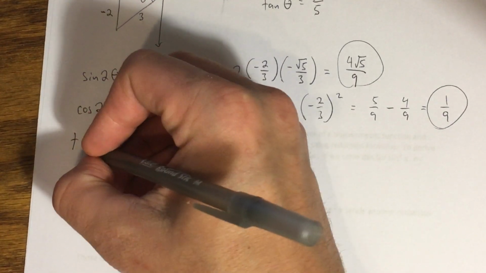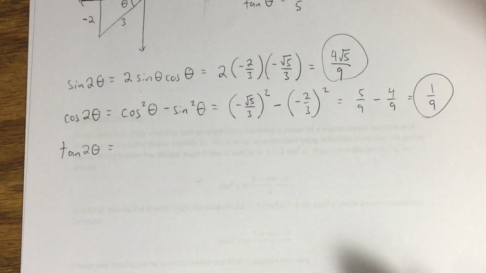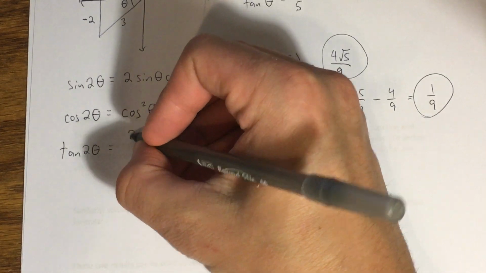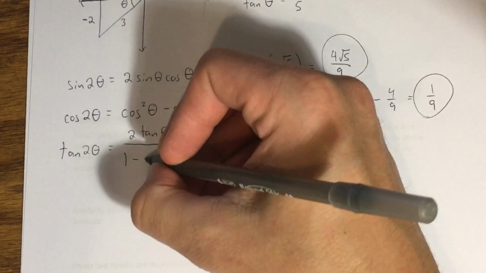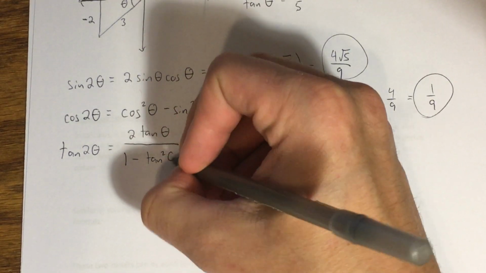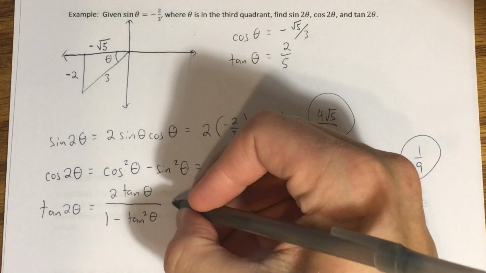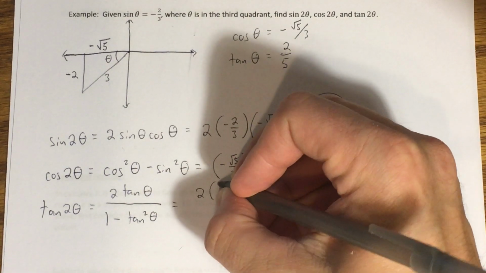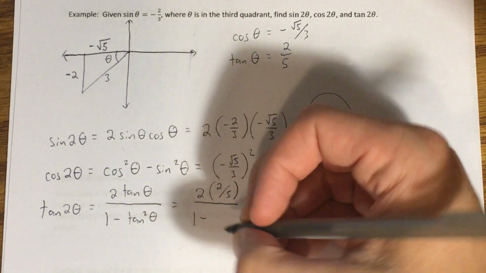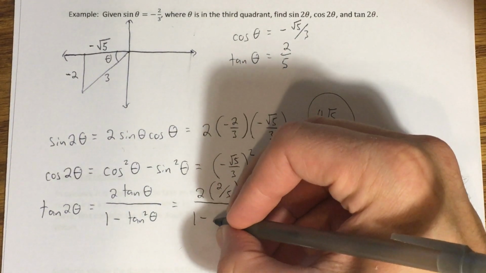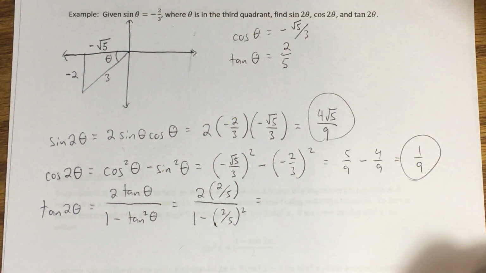Finally, we want tangent of 2 theta. We only have one double angle formula that we can use. It's equal to 2 tangent of theta over 1 minus tangent squared of theta. And remember, we know tangent is 2/5. So this would equal 2 times 2/5 over 1 minus 2/5 squared.